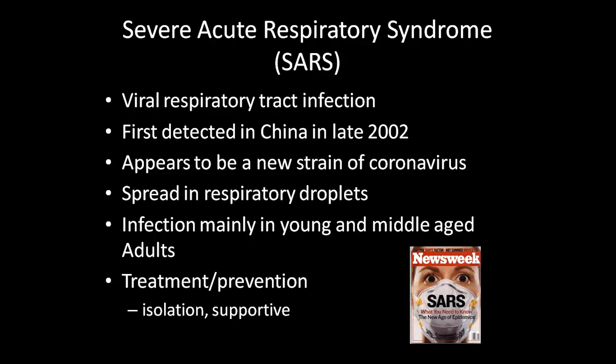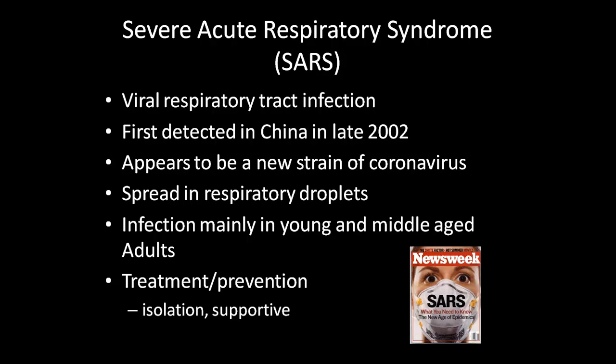Severe acute respiratory syndrome, or SARS. This was big about 4 to 6 years ago-ish. It was first detected in China in the late 2000s. It appeared to be some sort of new strain of virus, and again spread through respiratory droplets. It seemed to affect mainly young and middle-aged adults, which was kind of why it was so scary. Most things affect older adults without a healthy immune system. This was affecting those with a healthy immune system.